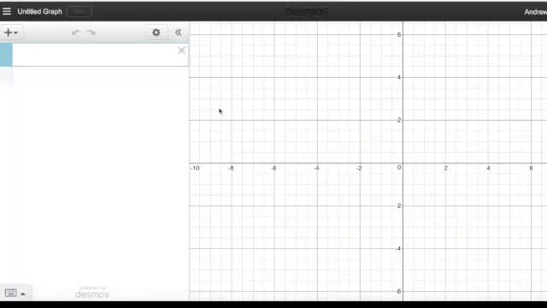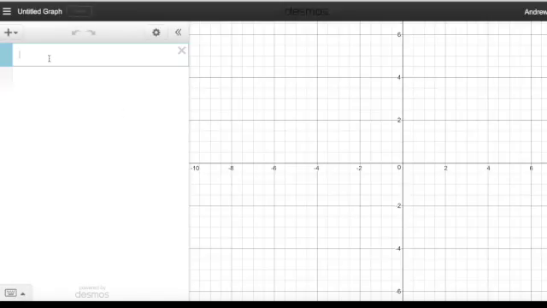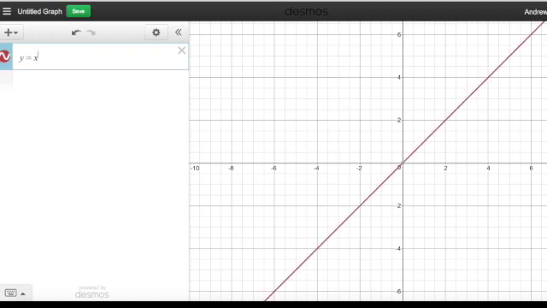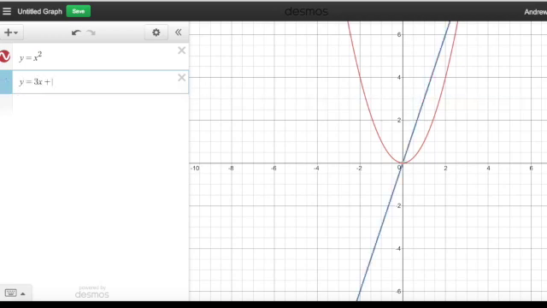I want to talk to you about Desmos, which is a tool that we'll use quite frequently in the class. So you can go there just by going to desmos.com, click Start Graphing. If you have an equation in y equals form and you want to graph it, Desmos does that really well. You can just start typing the equation. So I will graph y equals x squared and y equals 3x plus 1.